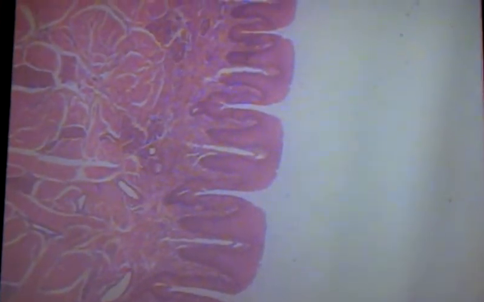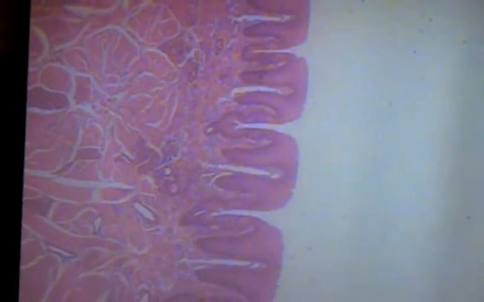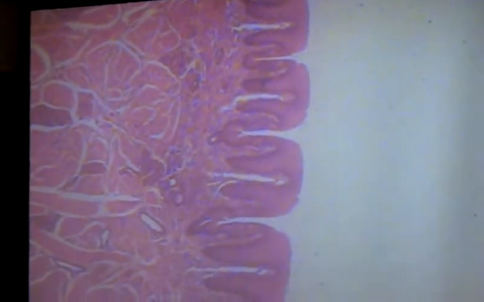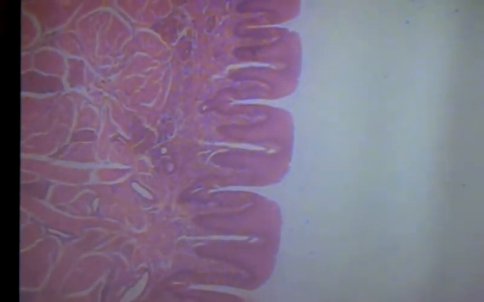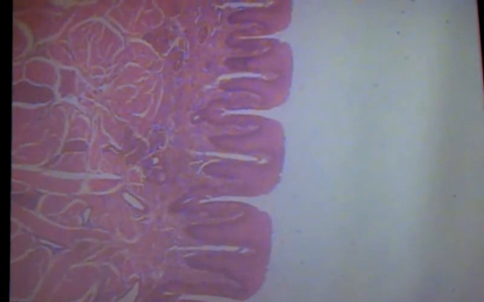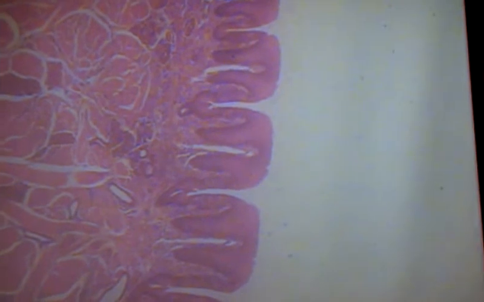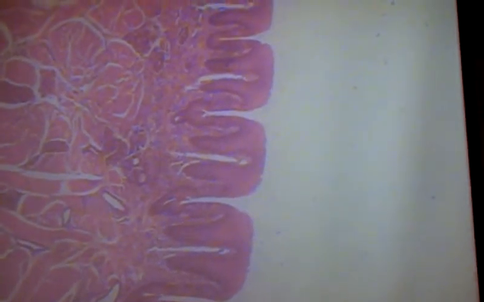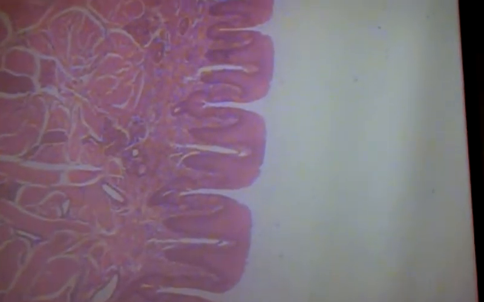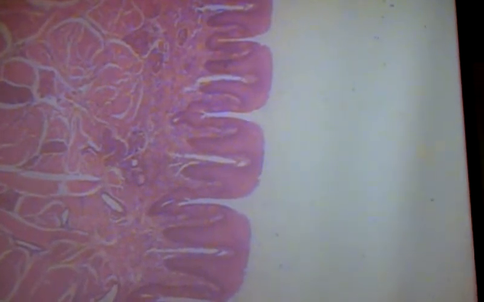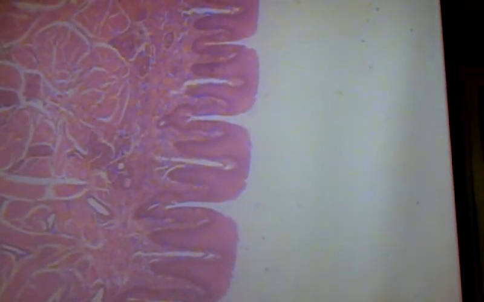Now, many people have the misconception that when they stick their tongue out and look at it in the mirror, the bumps that they see are the taste buds. That's not right. The bumps that you see on the surface of your tongue are called papillae. Taste buds are microscopic structures. You can't see them with the naked eye. You can only see them with a microscope.